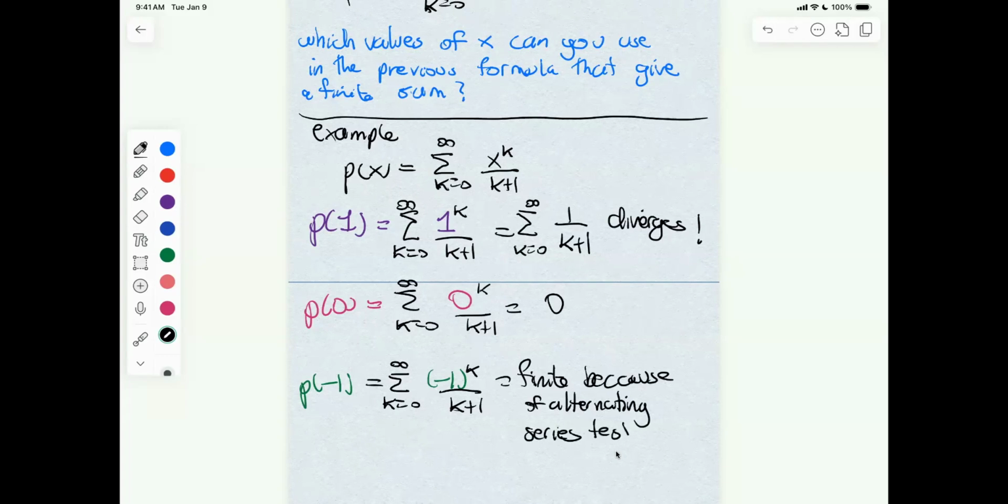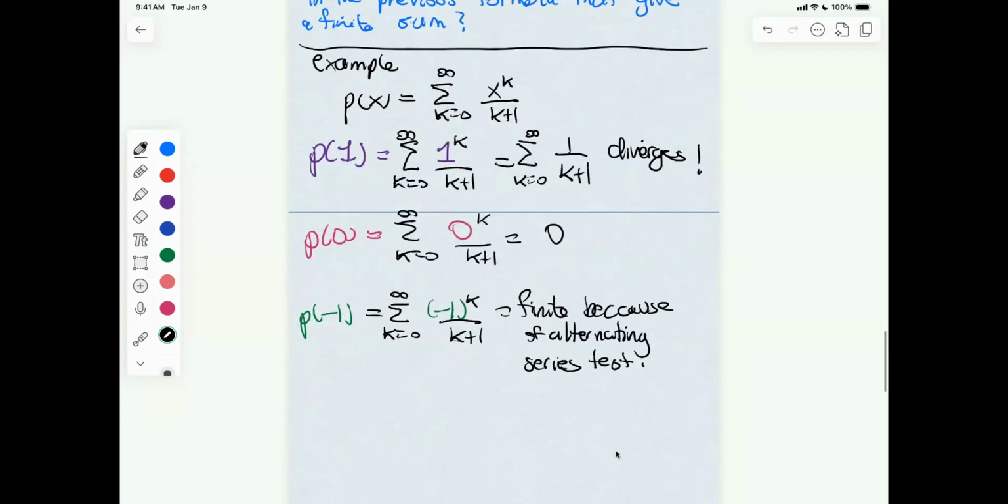So you see, these problems are nice because they're a good way to also test knowledge of series from before. Because if you plug in specific values for x, you are just getting a good old-fashioned series, right?